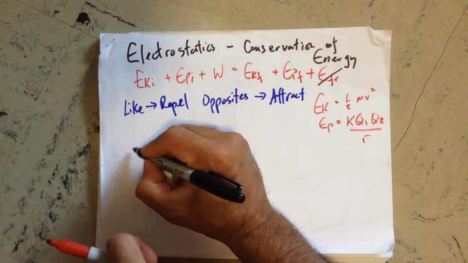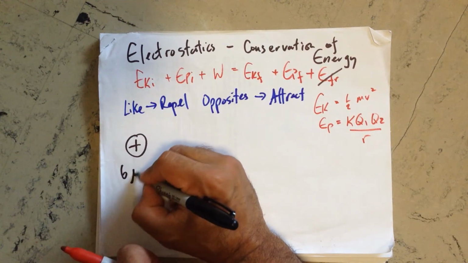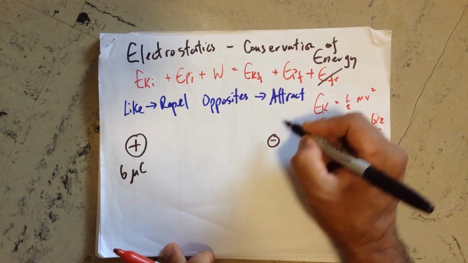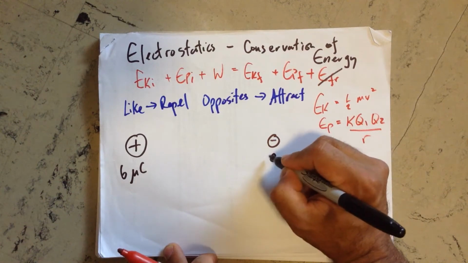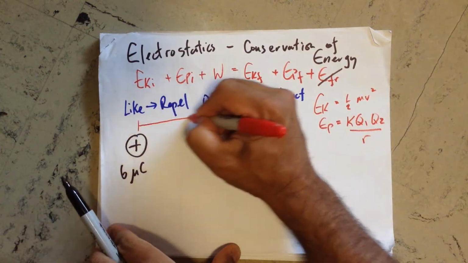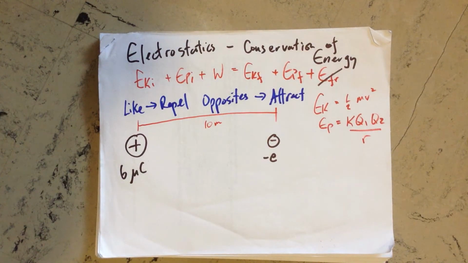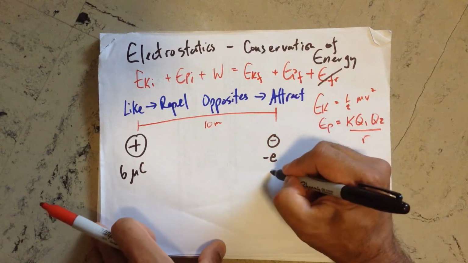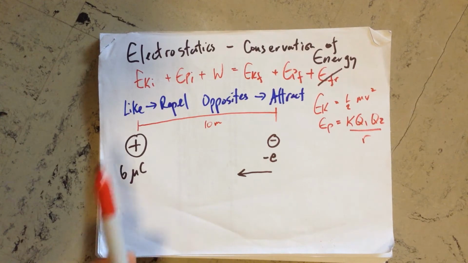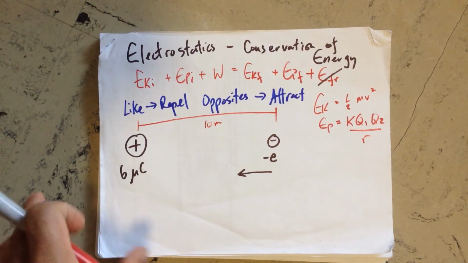So let's say that we have a positive 6 microcoulomb charge, and we have an electron that's some distance away. And let's set our starting distance, I don't know, let's go with 10 meters. So if the electron were released and allowed to move that way, it would convert initial potential energy into final kinetic energy, and there would still be potential energy at the end.